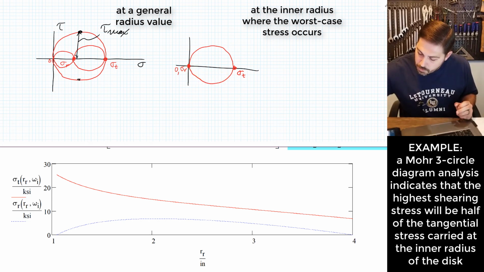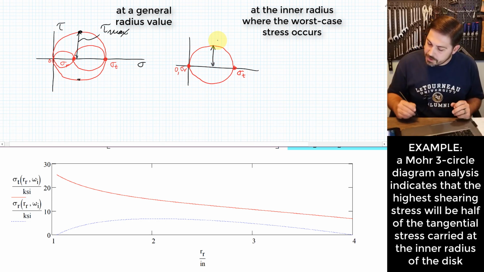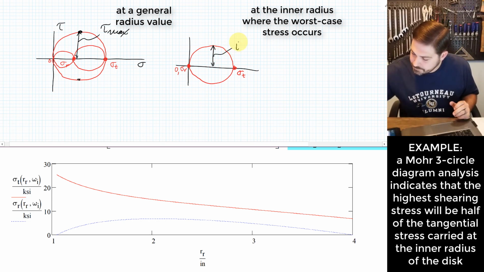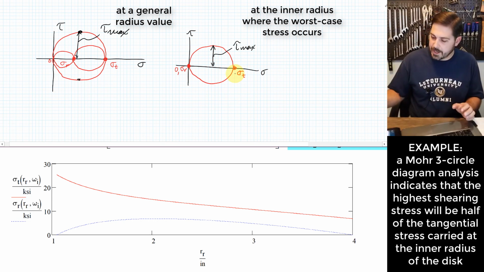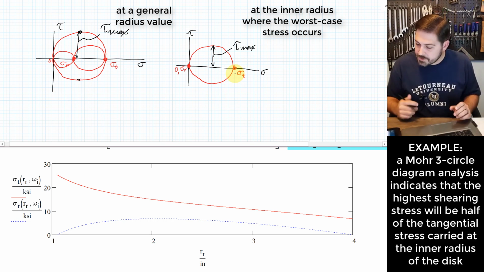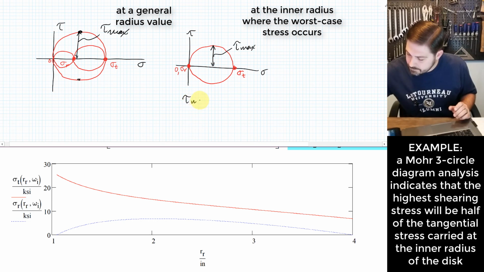My conclusion won't change. I'm still going to have my maximum shearing stress. It's still going to occur because of sigma t only, right? And it's going to be half of sigma t. Okay.